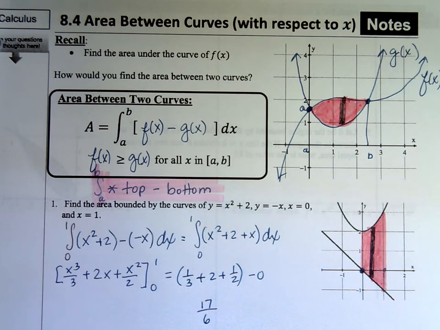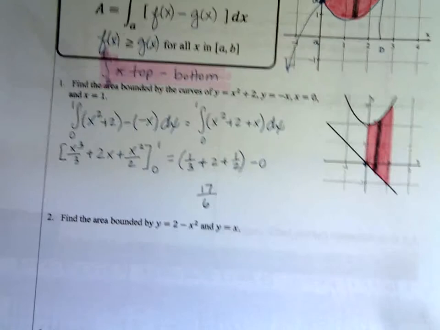17/6. Now it is an area, it is units squared, but they didn't really give me units, so if you want to put units squared, go for it. If you want to leave it without anything, then you can leave it without anything. All right, here comes the next one.